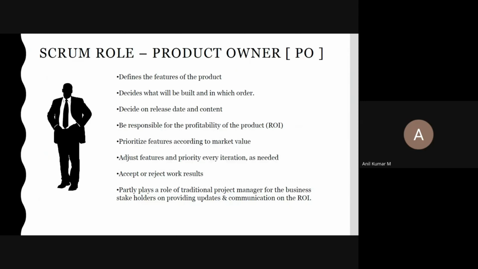ROI means return on investment. That means in this June month sprint, if you are committed to these particular 5 user stories, and you develop and deliver them at the end of the June sprint, from July 1st onwards those features and services should be used by the company for their business. Next, prioritizing the features according to the market value, as per the market competency.